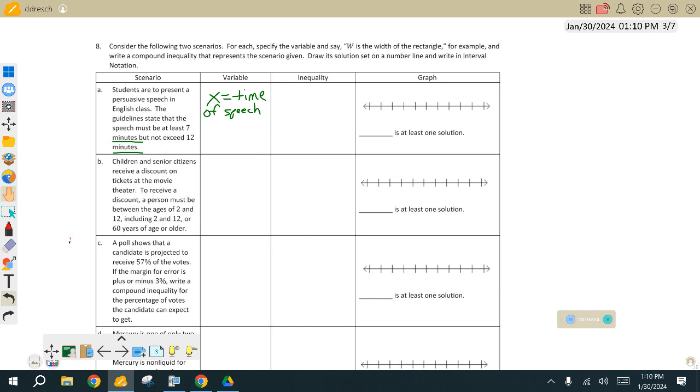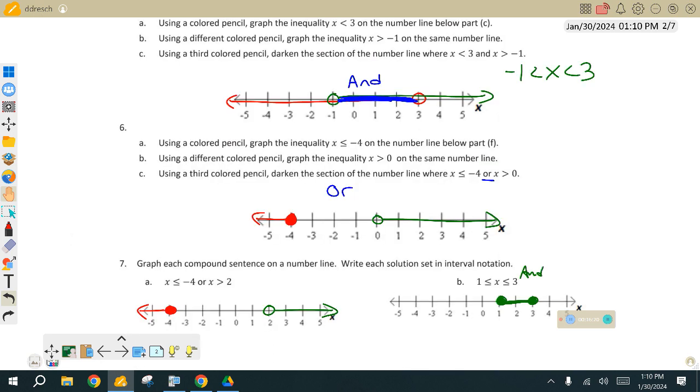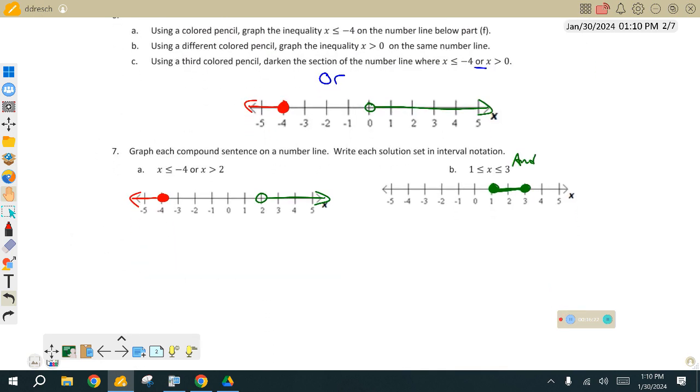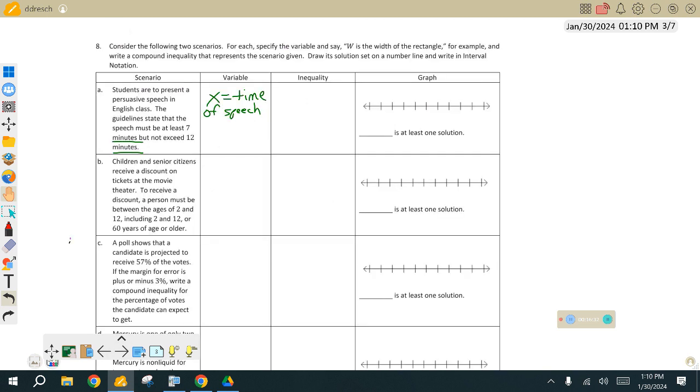What type of inequality is it? We just did that on the other page. What do I mean by that? It's going to look like one of our last two here, either A or B, like this or like this. So, must be at least 7 and not exceed 12. So at least 7.